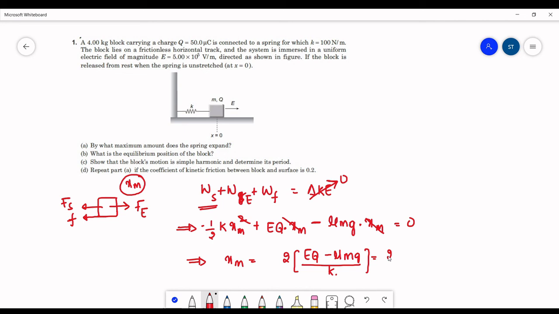Now just substitute the values here. All the values are given. E value is 5 into 10 power 5. Q value is 50 into 10 power minus 6. Minus mu, which is given as 0.2, M is 10, g consider it as 10, upon K is 100. See the calculation, this will be around 0.34 meters. This will be the solution for part D.